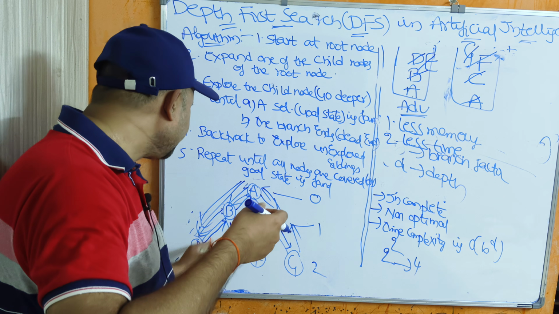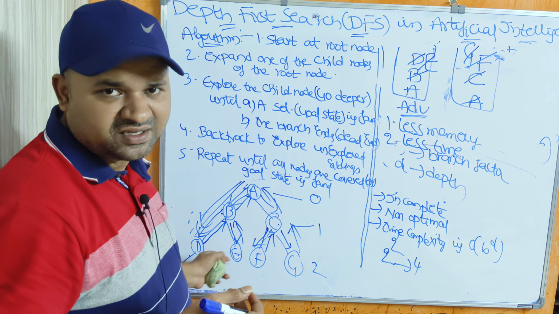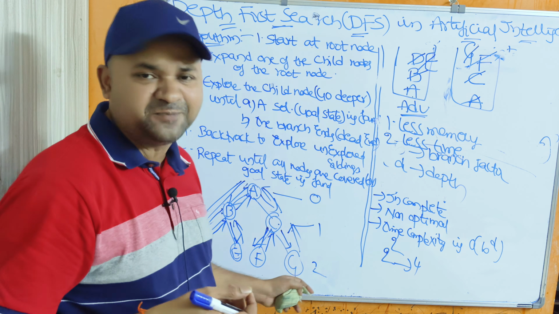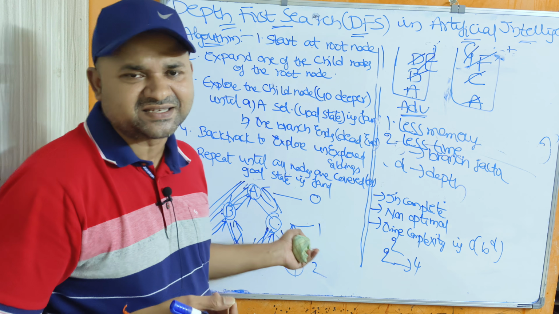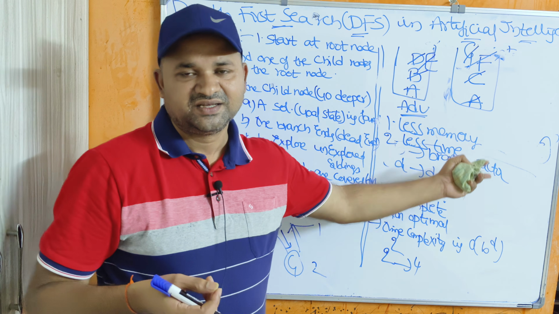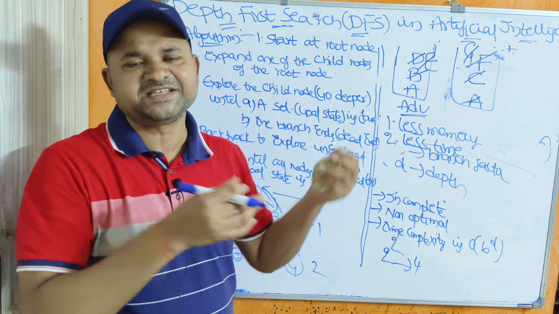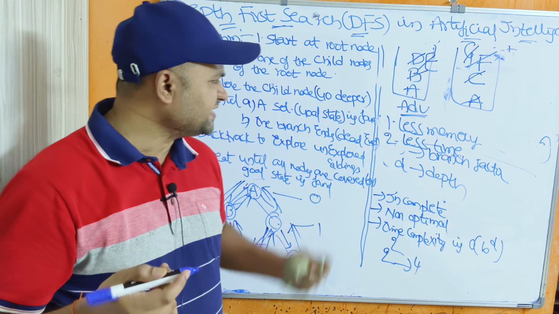Let the goal state be available in this path only. Then there is no need to explore the remaining paths. So we can say that it is very, very fast. We require less time. It is a very fast approach. So these are the advantages.